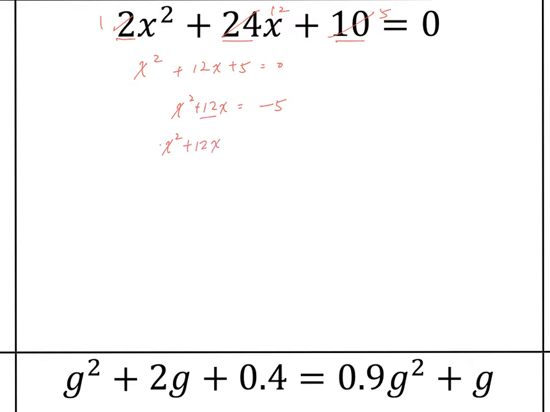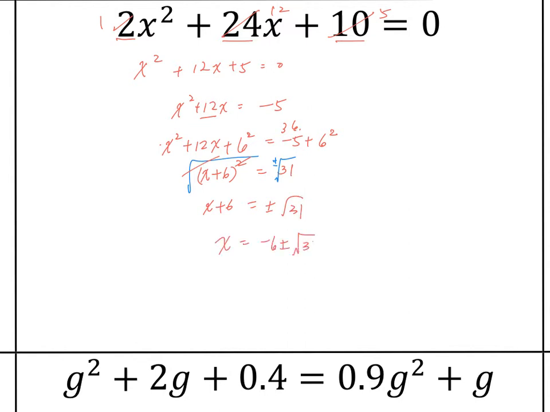So I'll take 12 divided by 2, which is 6, and I'm going to square that. I'm going to also add it to the right-hand side to balance the quadratic equation. Now I can rewrite the left-hand side as a squared binomial. I'm ready to square both sides. So x equals negative 6 plus or minus the square root of 31.